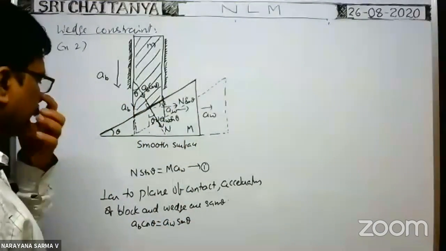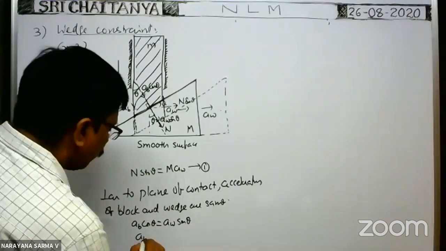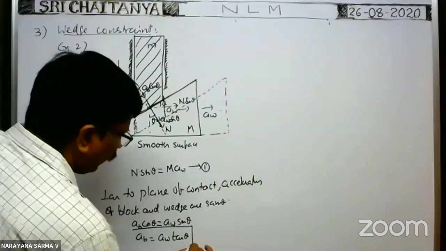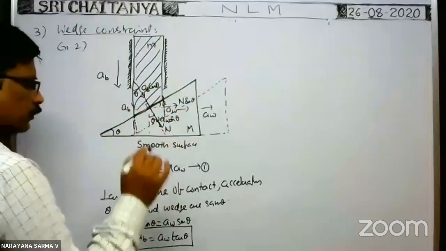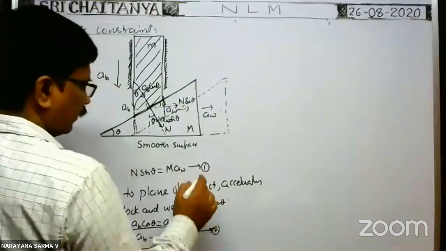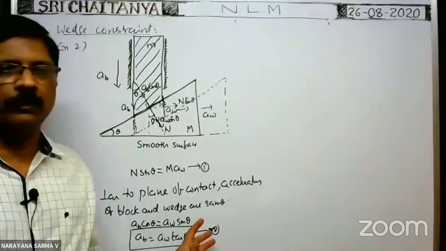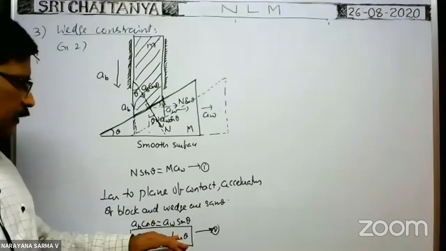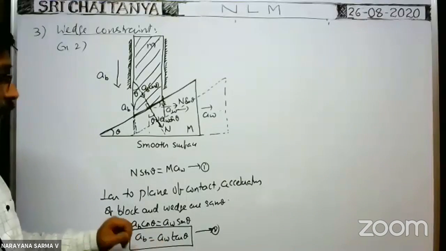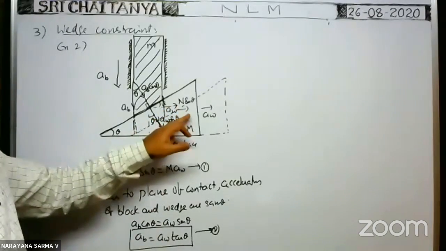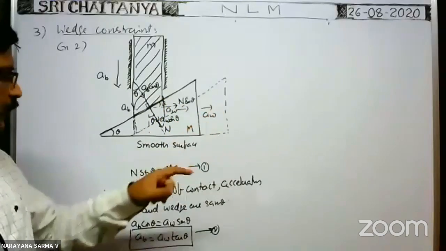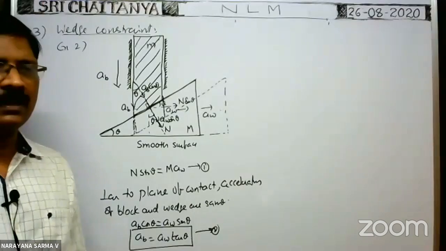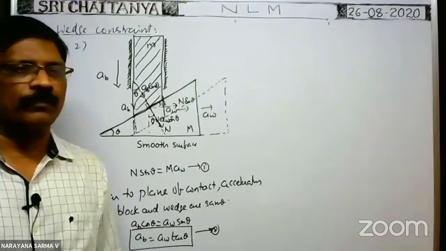Therefore, AB is equal to AW into sine theta by cos theta, which means tan theta, no? It is the constraint relation between these two. So this is a very, very important relation. AB is equal to AW tan theta, where the terms are very important. AW is the acceleration of the wedge along the horizontal direction. AB is the acceleration of the block along the vertically downwards direction. These points are important.